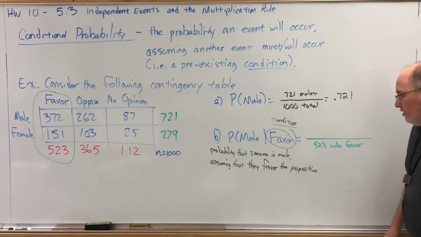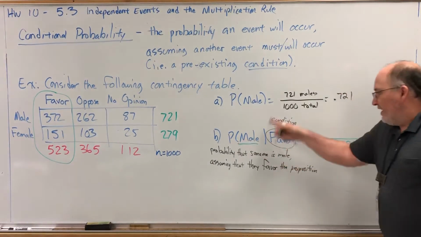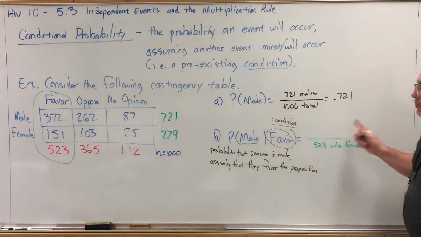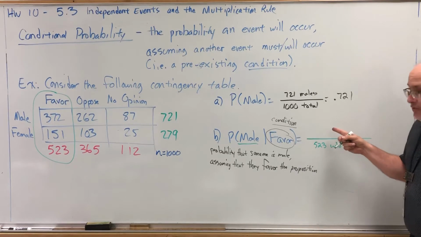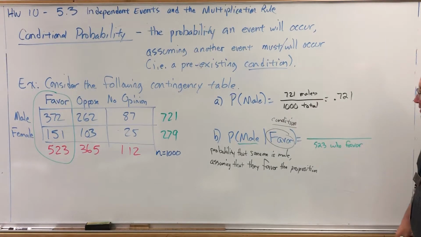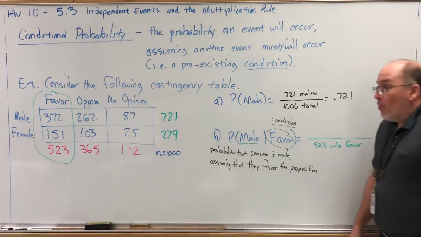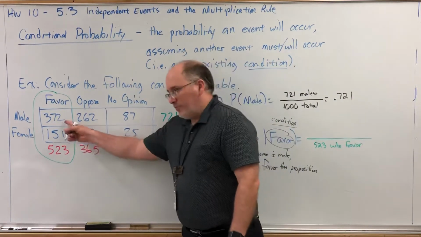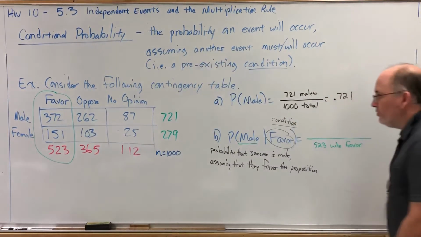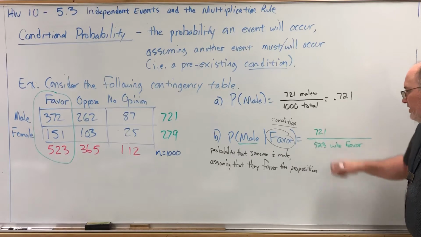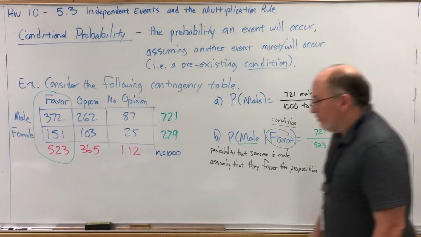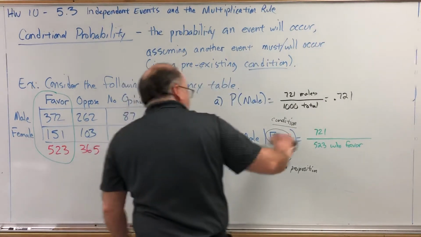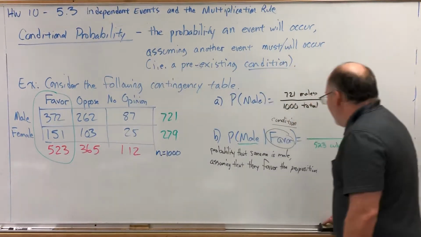now be careful. The thing to the left side of the vertical line does not tell you what goes in the numerator. We're not going to put 721 here for a couple of reasons. Number one, we're not looking at all the males. We're only looking at the males who favor the proposition. And number two, putting 721 here would give us a probability that's greater than 1, and probabilities can't be greater than 1. So what number does go in the numerator?